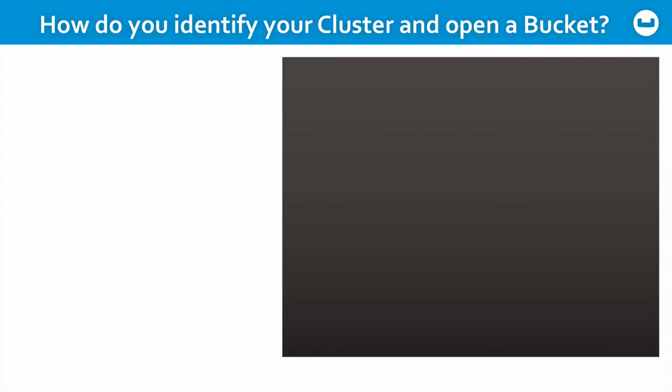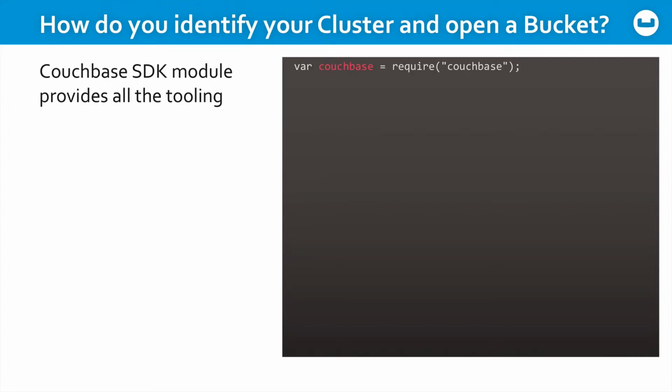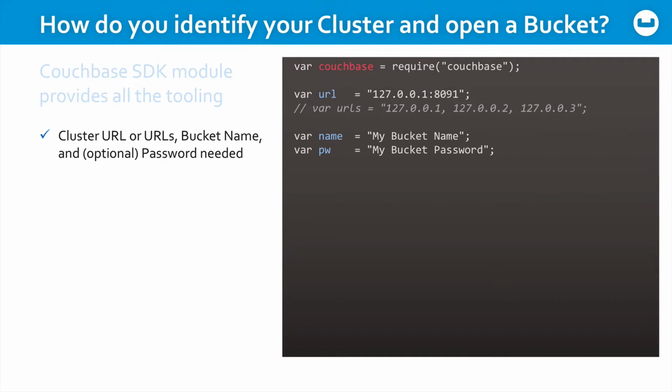So how do you identify your cluster and open a bucket? Well, as you imagine, you'd require the Couchbase module and assign it locally. That's the module that is the access point for all of the tooling. You're then going to need your cluster URL as well as a bucket name and a password if one has been configured. Now we also note here that you might have multiple URLs because one of the great beauties of Couchbase is its simplicity. Every node is identical and you can connect to whichever one makes sense for a given request.